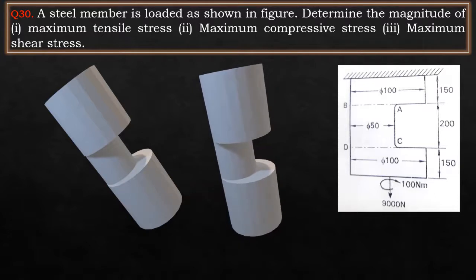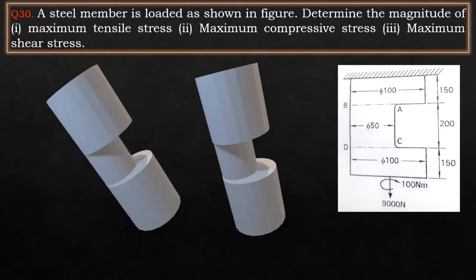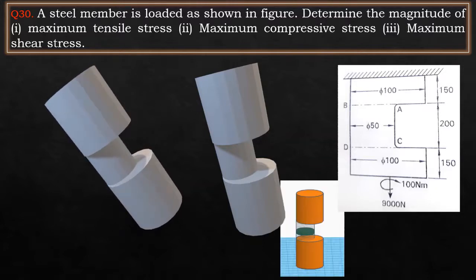So if you can clearly observe the diagram, it is clearly seen that there are three circular rods which are connected as shown in this figure. One of the circular rods has a diameter of 100 mm and the other circular rod has a diameter of 50 mm, and the third, bottom one also has a diameter of 100 mm.